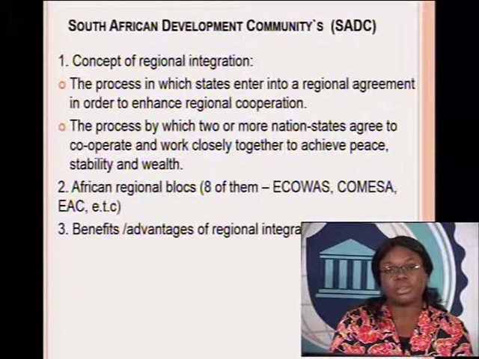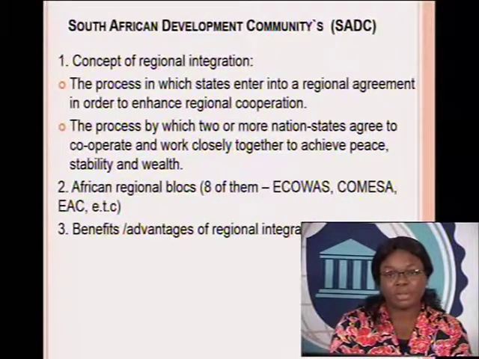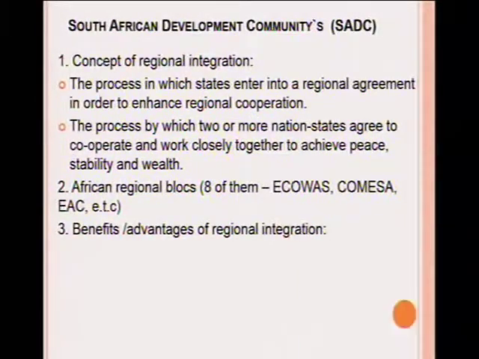Then we move into the region. We've talked about Namibia, we talked about the structure of the government, we talked about the pillars of the economy, we talked about the planning that is going on towards the Vision 2030. Now let's talk about the region. The region in consideration is the SADC region, the Southern African Development Community, which is made up of 15 countries.